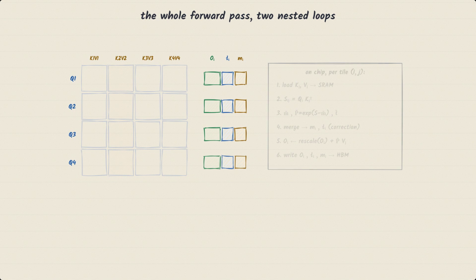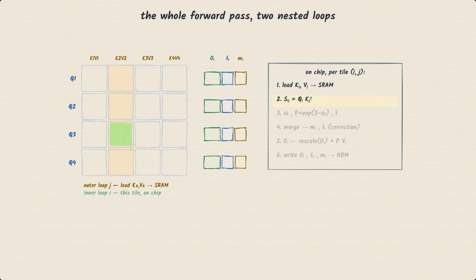For each tile, entirely on chip, compute the scores, Q block times K block transpose. Take the tile's row max, exponentiate, row sum, its local statistics. Merge those into that query block's running max and running sum, using the correction factor from before. Then update the query block's output in place. Rescale what's there, add this tile's weighted values. Write back just the output block and its two little statistics, and move to the next tile.